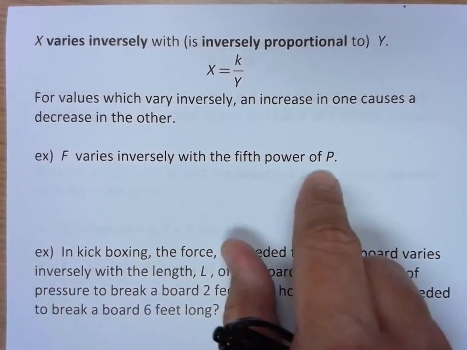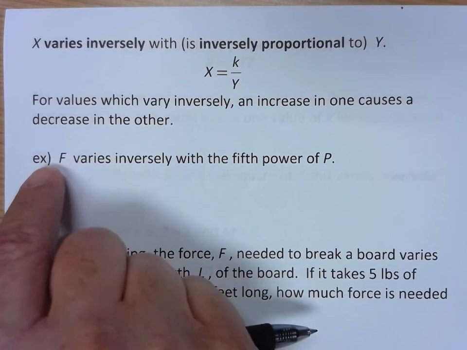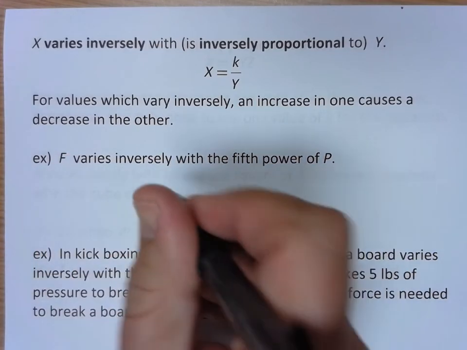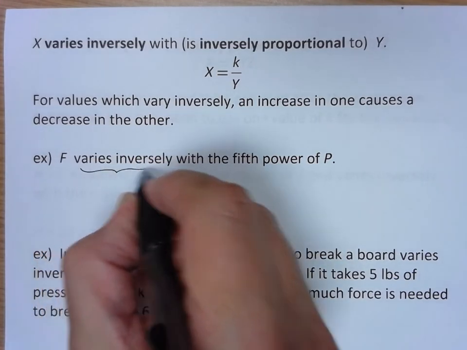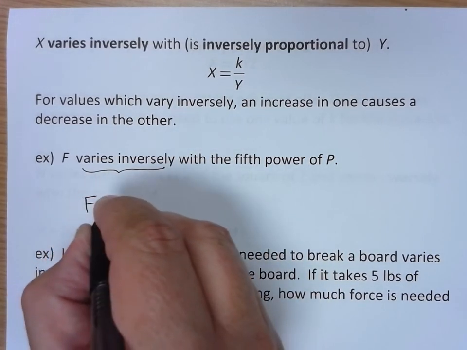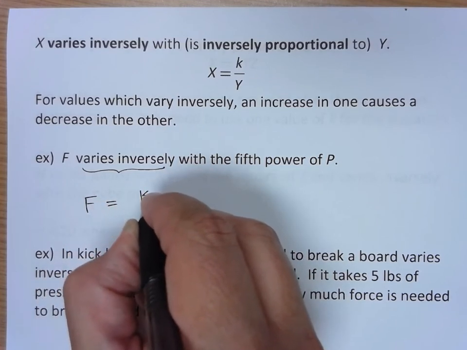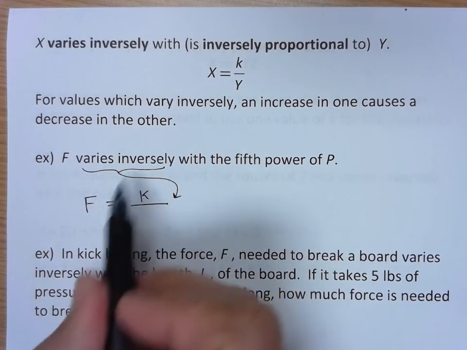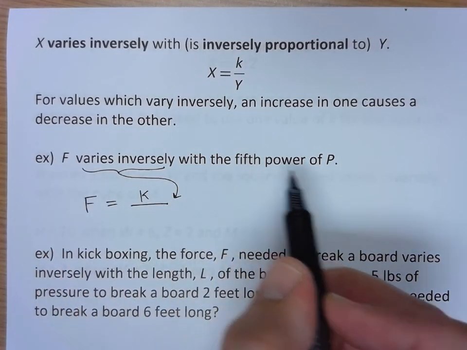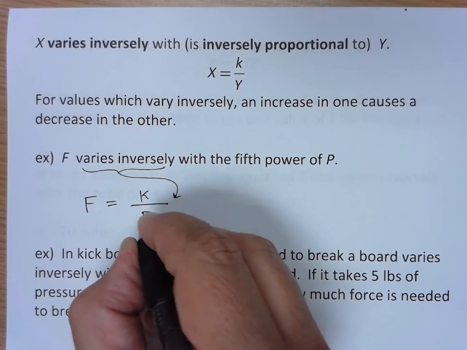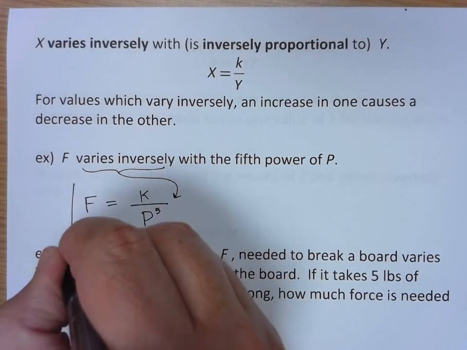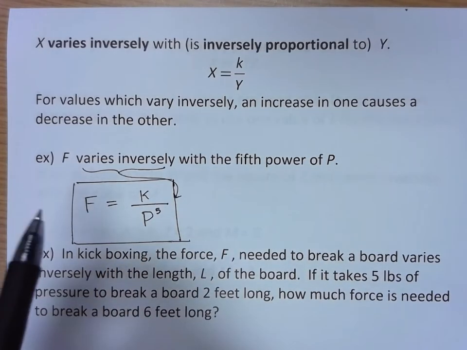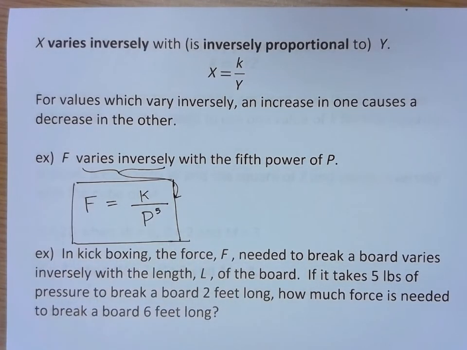So here's a simple sentence that we need to translate into an equation. F varies inversely with the fifth power of p. Since we see varies inversely in there, that means F equals k divided by, and that's what tells you to put that there, the fifth power of p. So divide by p raised to the fifth. And that's exactly the mathematical statement that sentence is generating. F varies inversely with the fifth power of p.